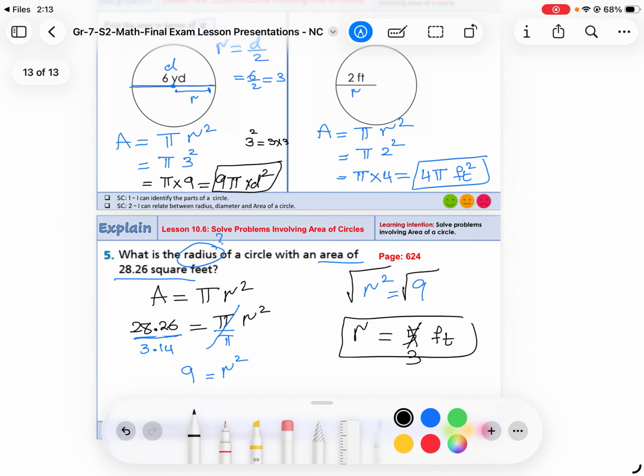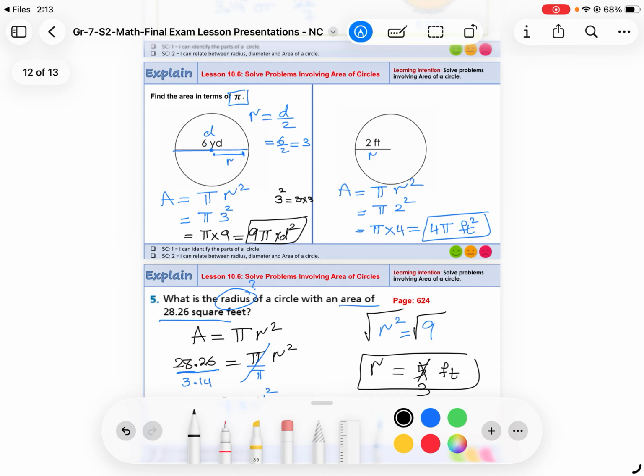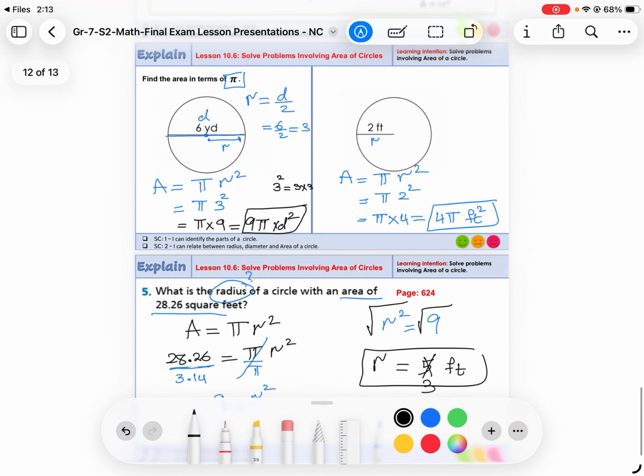Okay, so this is regarding lesson 10.6. These are the main 3 ideas: how to find the area from a diameter, from the radius, and then how to find the radius itself.